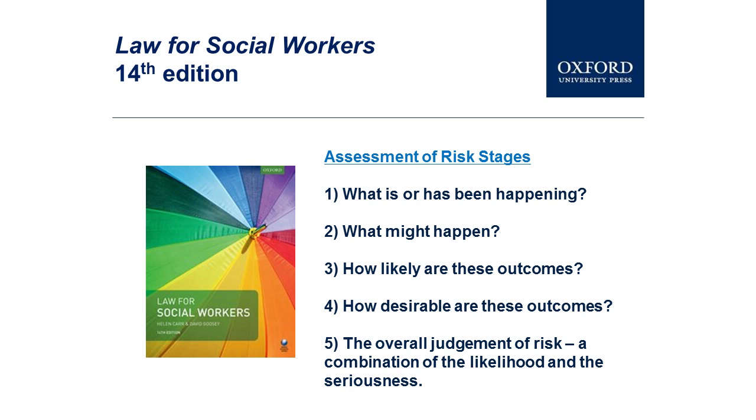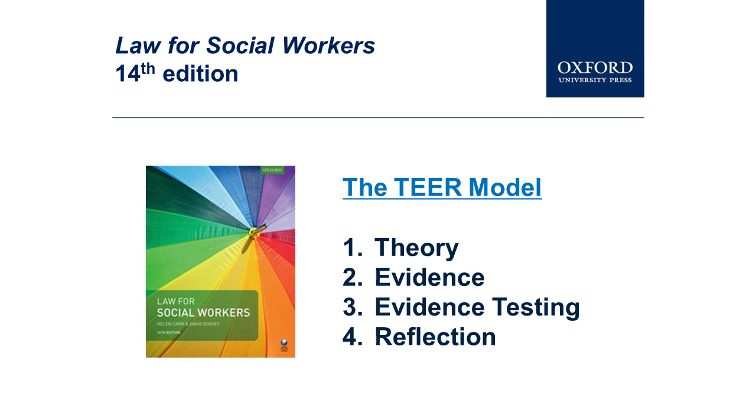Overall, judgment of risk is the combination of the likelihood and the seriousness. Your overall judgment needs to be carefully thought out, and it's likely to be influenced by the perspective you take up about the service user. It's easy then to become biased and to misjudge the evidence. Therefore, you might wish to use the TIER model. TIER stands for theory, evidence, evidence testing, and reflection.